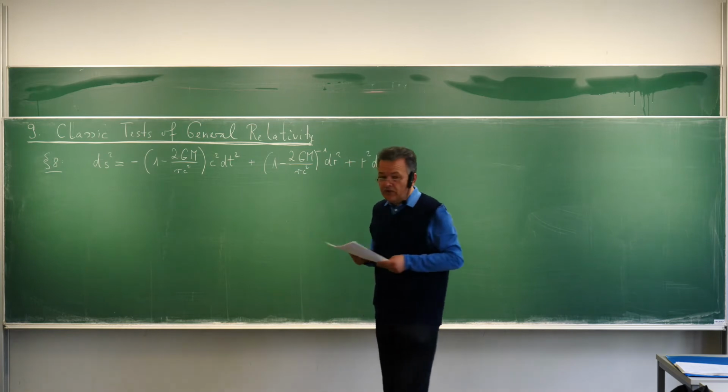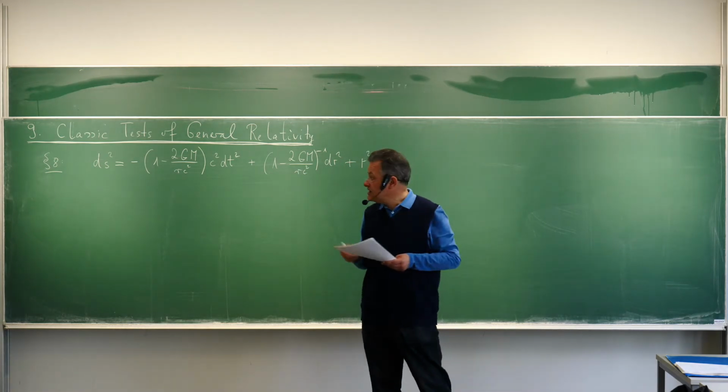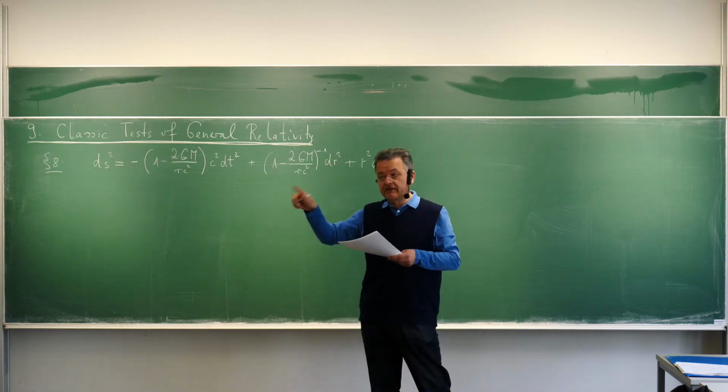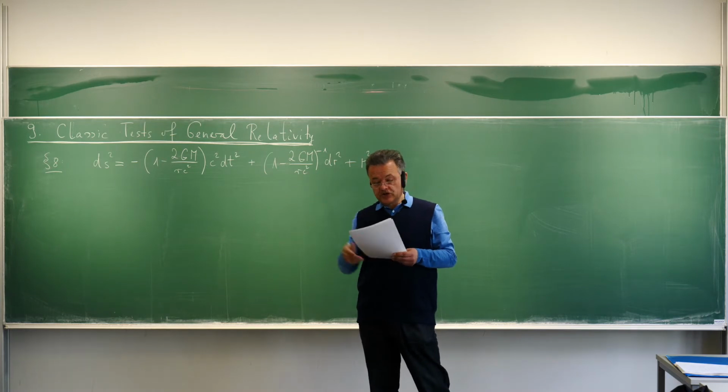So except for one effect that I will discuss at the end of chapter 9, the so-called Thirring-Lense effect, all the tests are based on this metric. For the Thirring-Lense effect, we have to include as a perturbation some rotation.